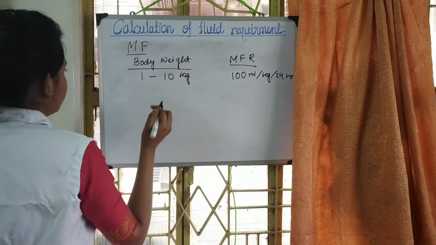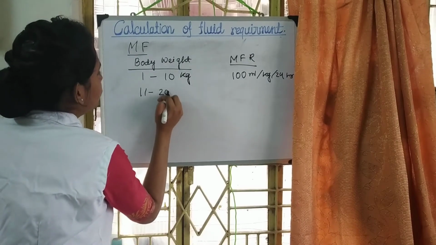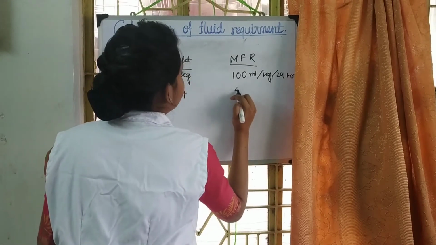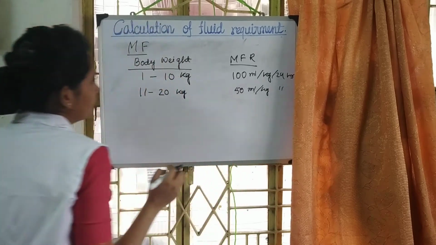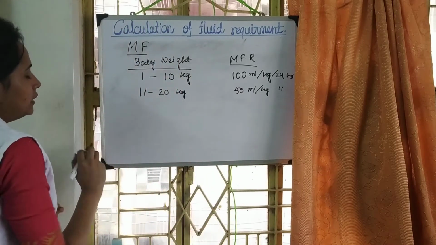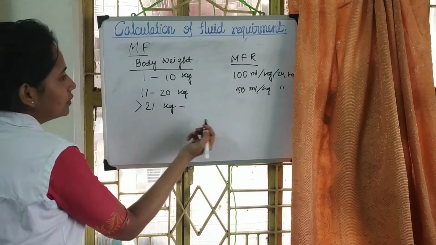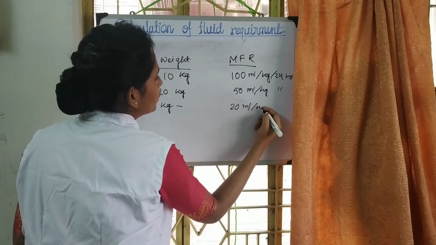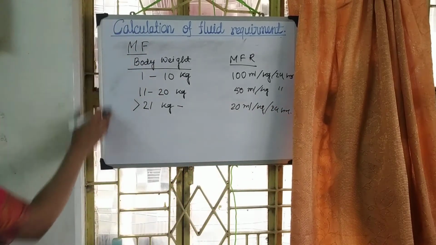If the body weight of the patient is between 11 to 20 kg, then the maintenance fluid required is 50 ml per kg per 24 hours. Next, if the body weight of the patient is greater than 21 kg, then the maintenance fluid required is 20 ml per kg per 24 hours. Please guys, note this down.